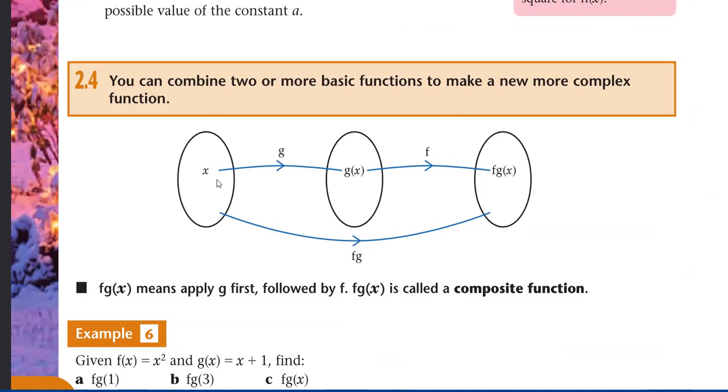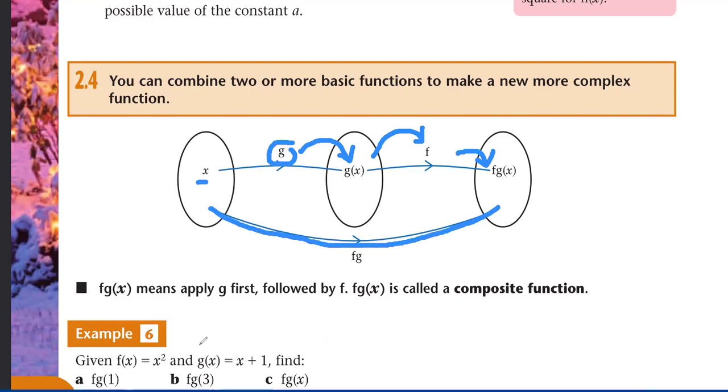First we consider this. If x is a variable, we consider some function g, then we call it g(x). Then we consider another function f with g(x), we call it f(g(x)). Then we can directly write x and f(g(x)) like this.